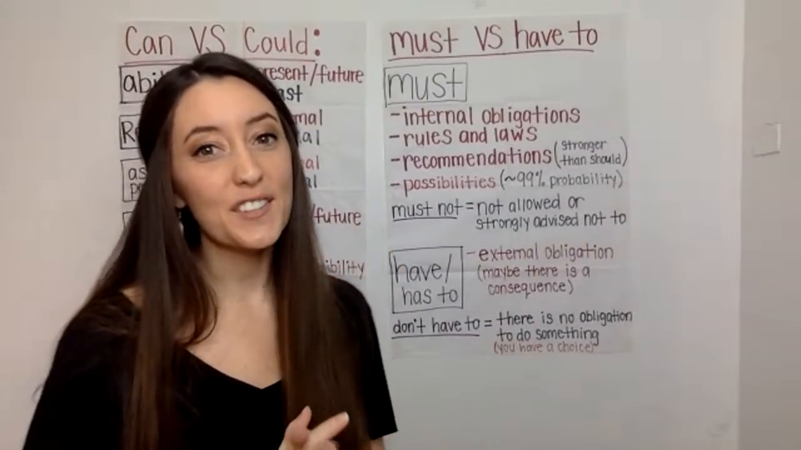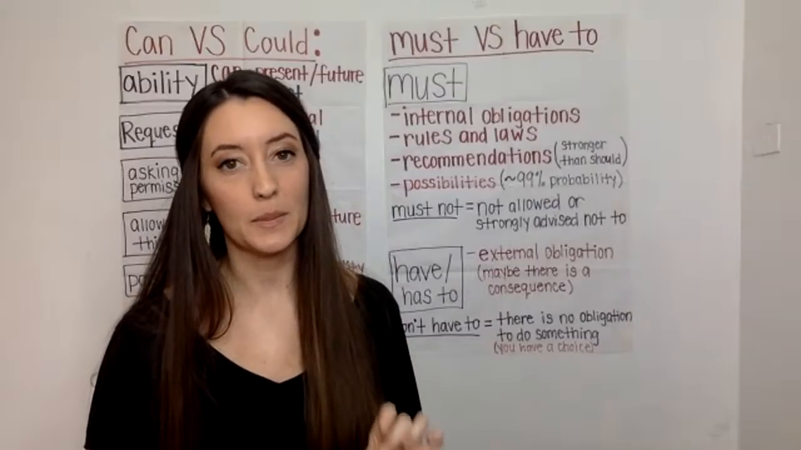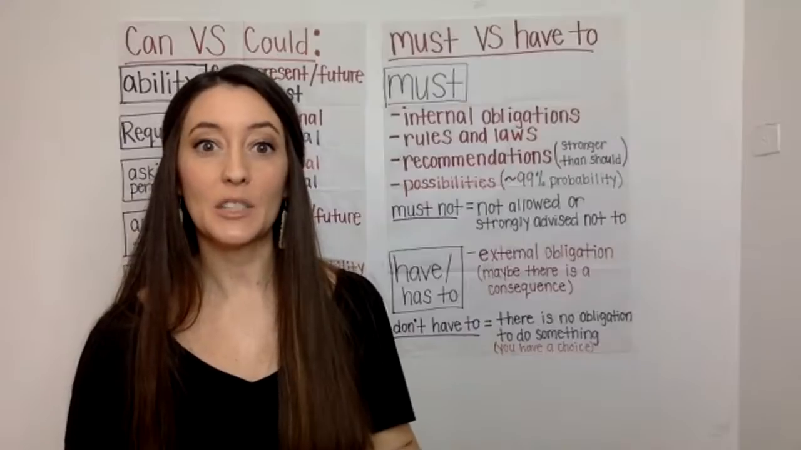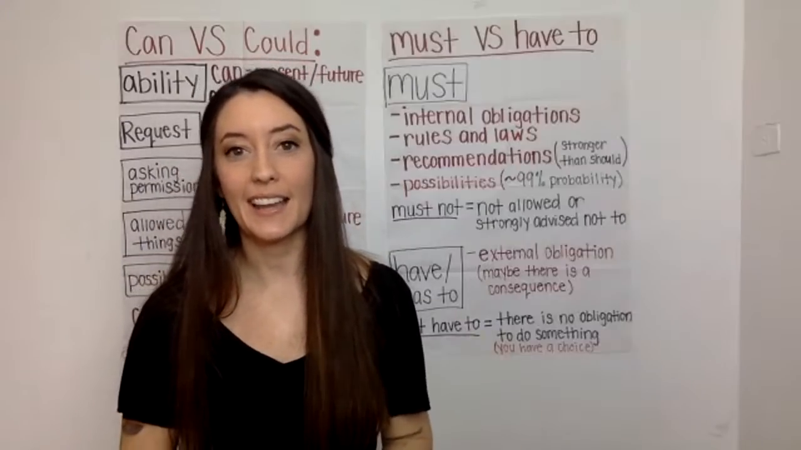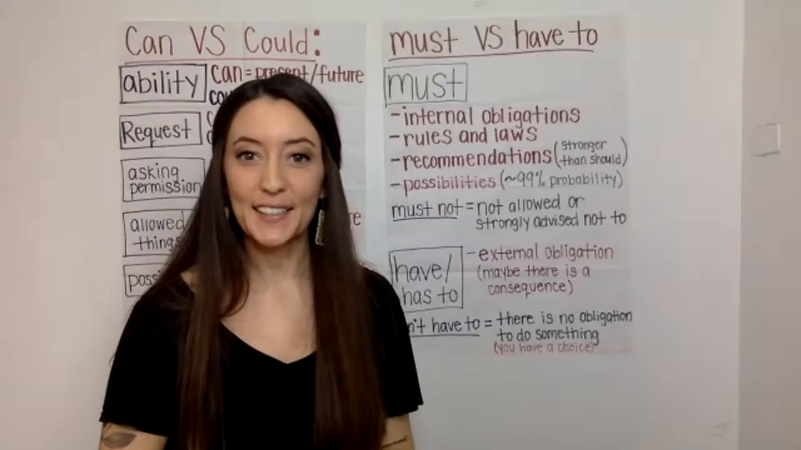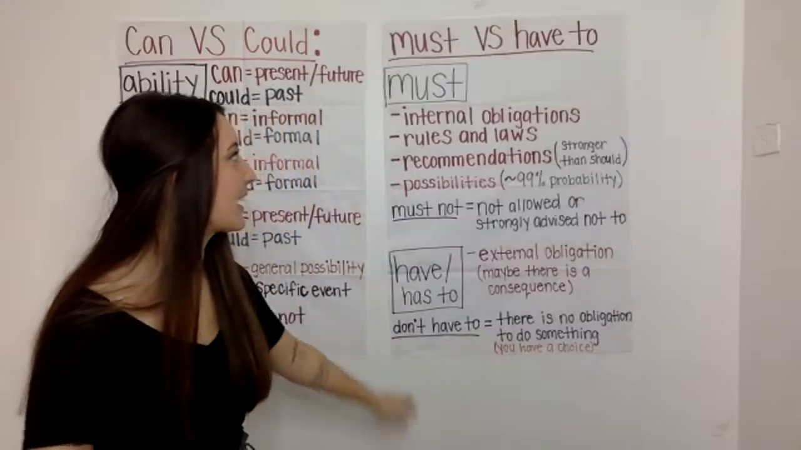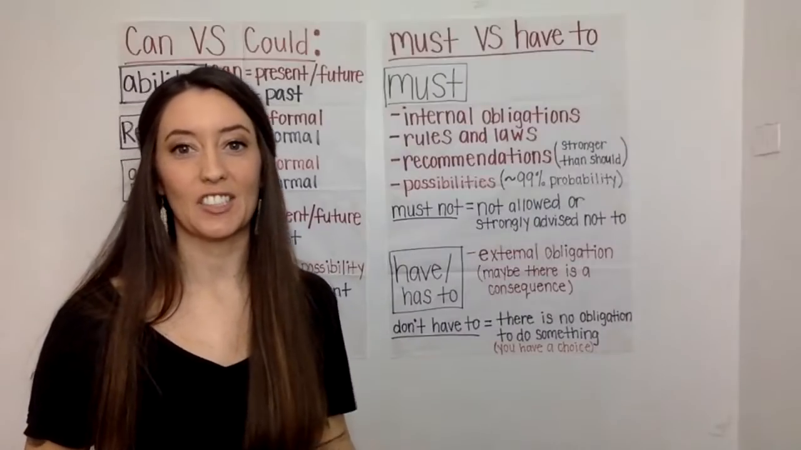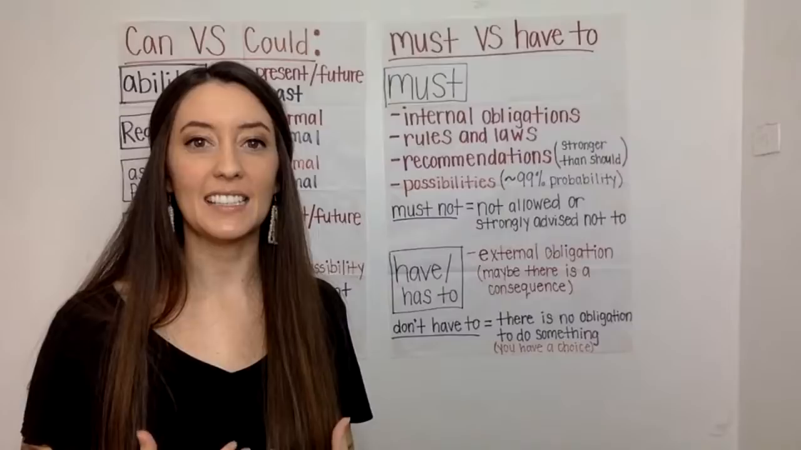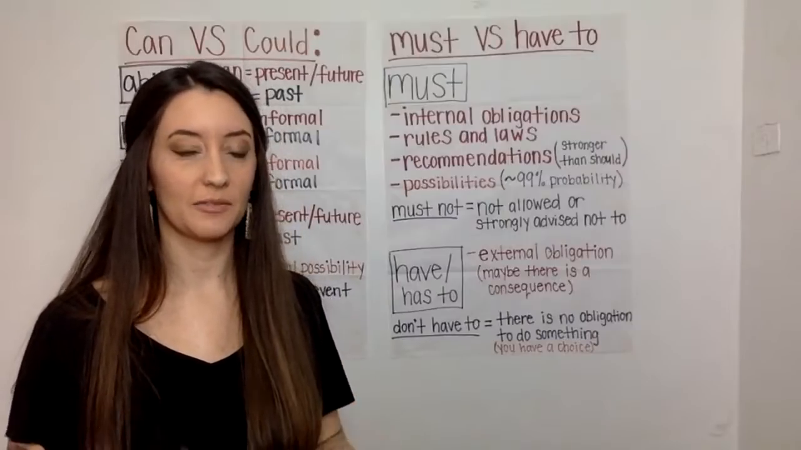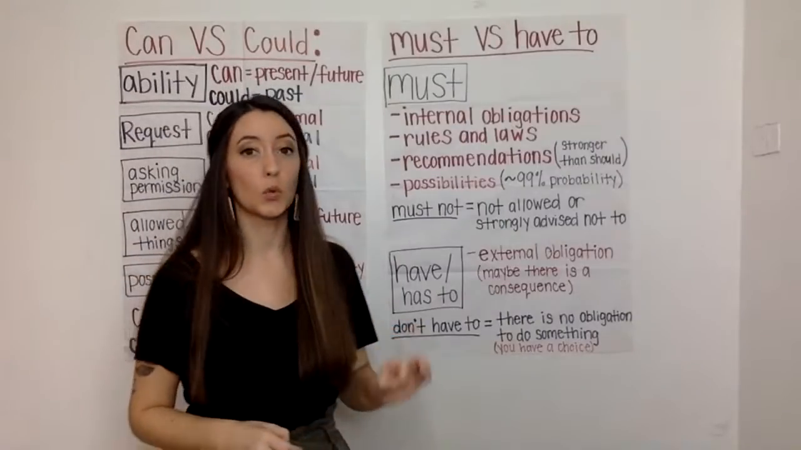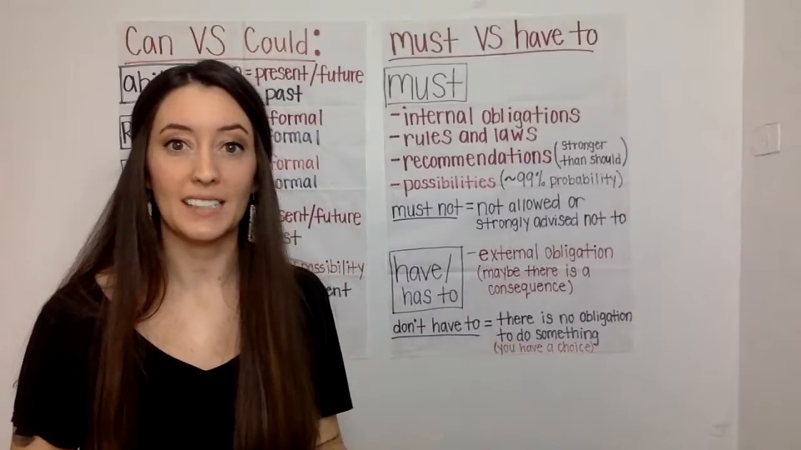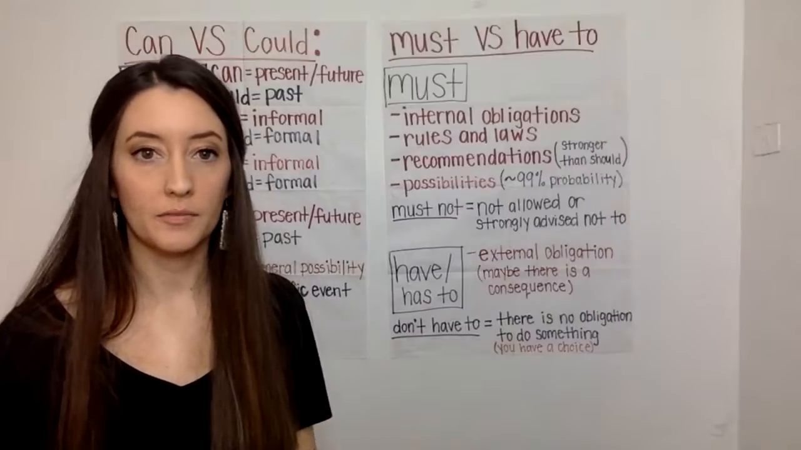Okay, however, there are some certain times or specific moments when must is better to use than have to, or when we need to use have to or has to instead of must. So let's take a look at the difference. Okay, so must we're going to use when we talk about internal obligations, something I feel like I need to do, internal obligations. We also use it to talk about rules and laws, something you must do because it's the law or a rule.